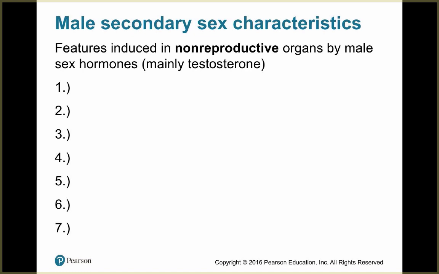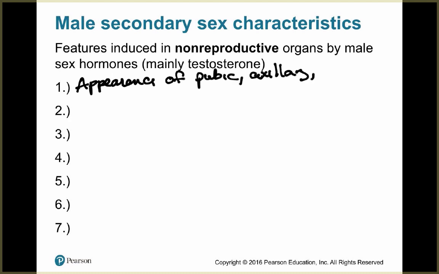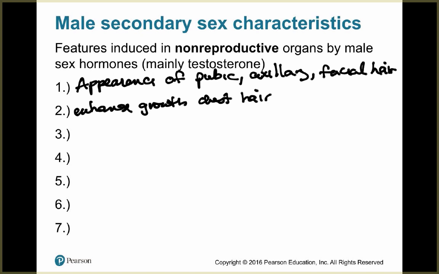So these are features induced in non-reproductive organs by male sex hormones, mainly testosterone. So we have the appearance of pubic, armpit, and facial hair. We have an enhanced growth of chest hair. Deepening of the voice. Thickening of skin, and it becomes oily.